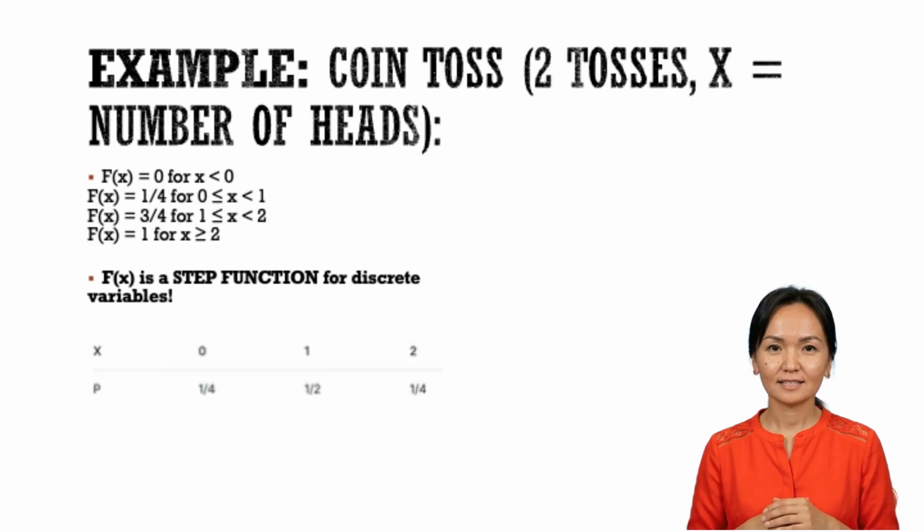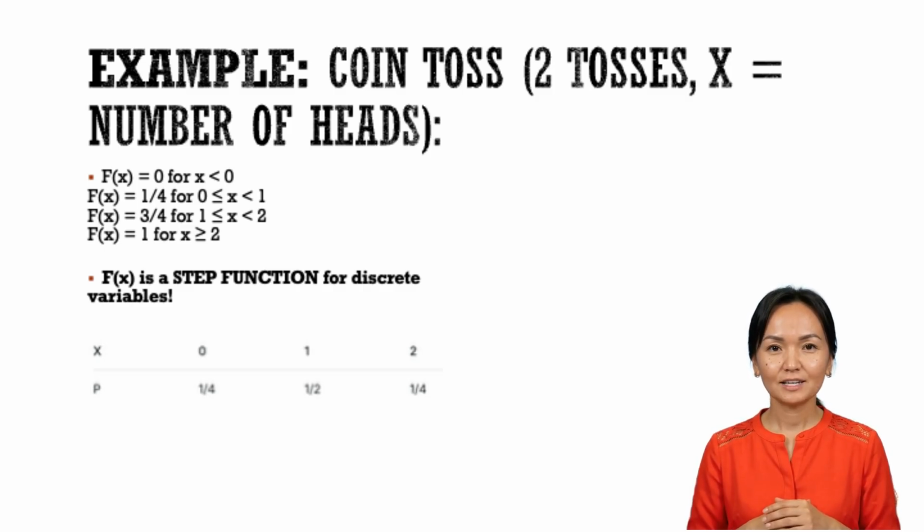Let's work through a detailed example. We'll use our familiar defective items problem. A factory produces items with defect probability 0.1. We select 3 items and X is the number of defective items. The distribution is: probability of 0 defectives is 0.729, of 1 is 0.243, of 2 is 0.027, and of 3 is 0.001. To construct F(x), we calculate cumulative probabilities.